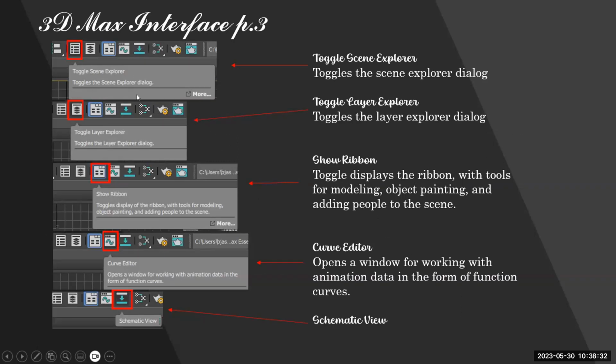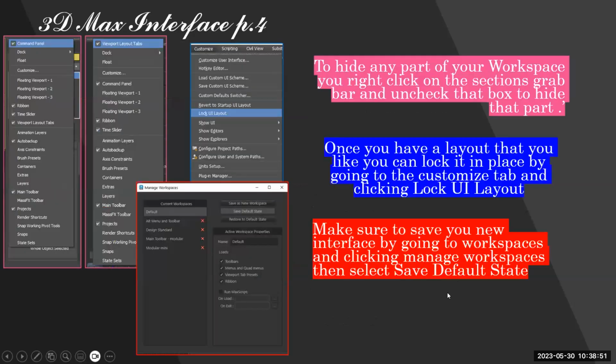Here I explain everything that is on the right top corner. You have the toggle scene explorer, then you have the toggle layer explorer, the show ribbon, the curve editor, and the schematic view. To hide any part of your workspace, you can right click on the sections, grab the section's grab bar, and uncheck that box to hide that part.